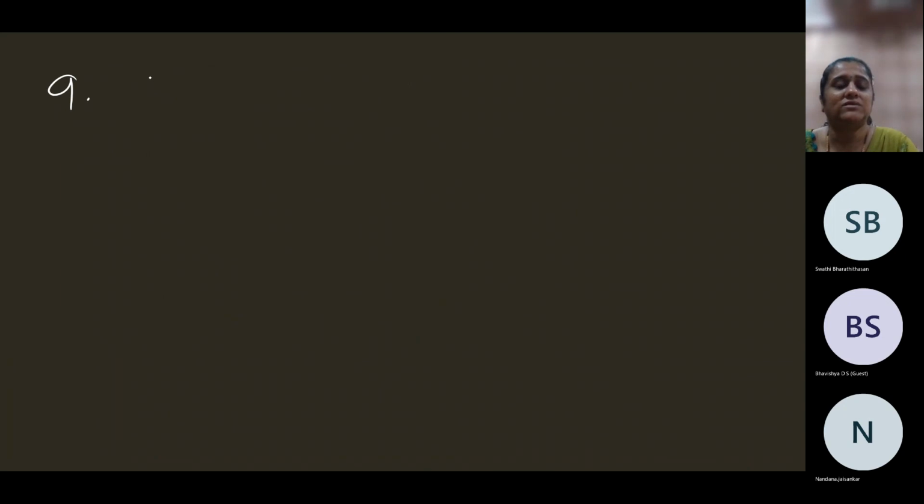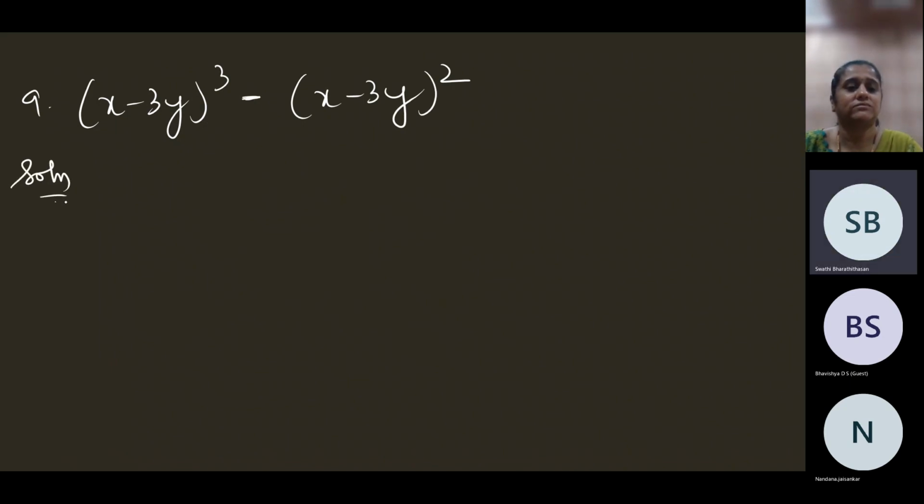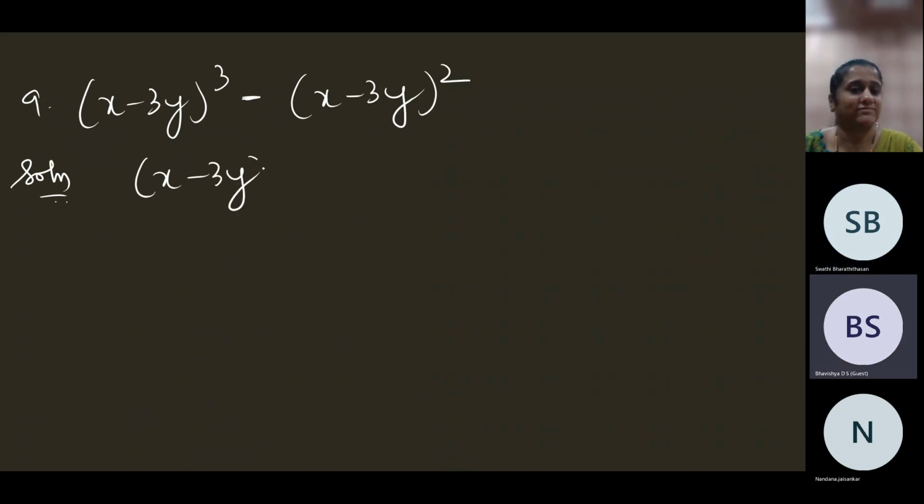Now let's wind up with this one. Tell me. Suppose I say x minus 3y, the whole cube. Let me write it neatly. X minus 3y, the whole cubed, minus x minus 3y, the whole square. Tell me. X minus 3y is the common factor, ma'am.